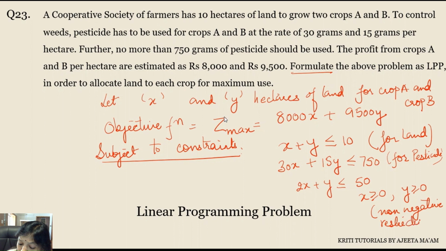Do not forget to write it, because x and y are the hectares of land, so that can never be less than 0. It's a numeric value, right? We cannot have the hectares of land for crop A and B in negative, so it has to be greater than or equal to 0. So this is very, very important to write.